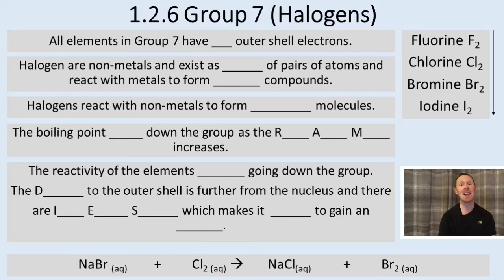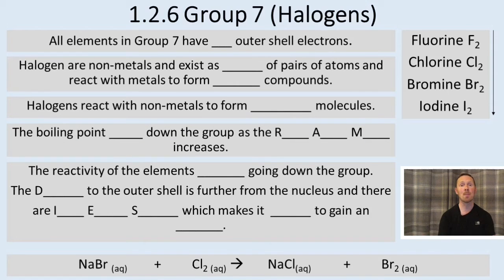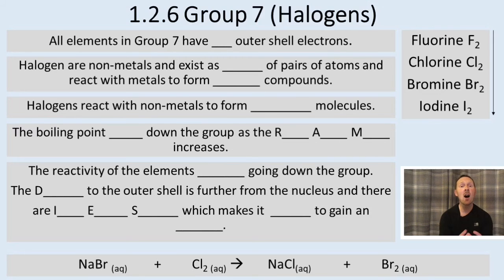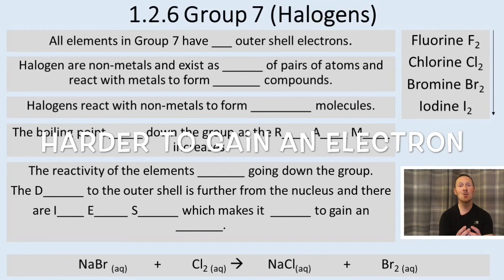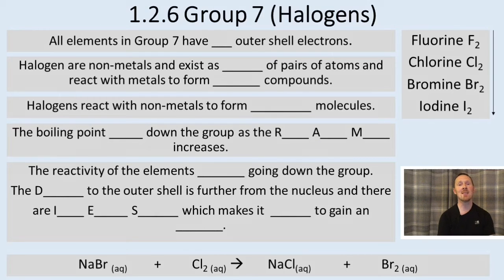The reason they get less reactive is the distance from the positive nucleus to the outer shell gets further as you go down the group. And there's more inner electron shielding. That means it's harder to gain an electron to form a negative ion. That is why the reactivity decreases.